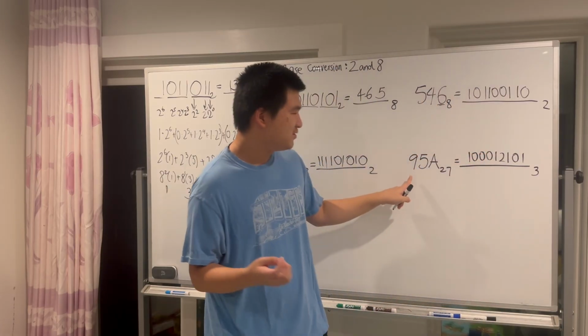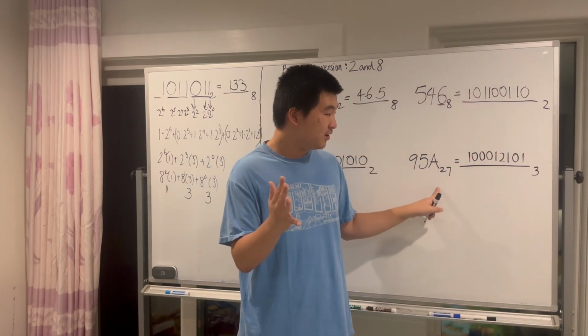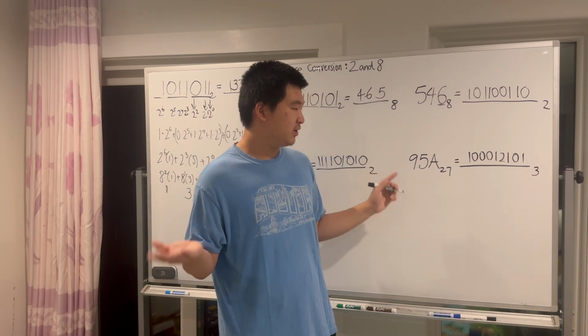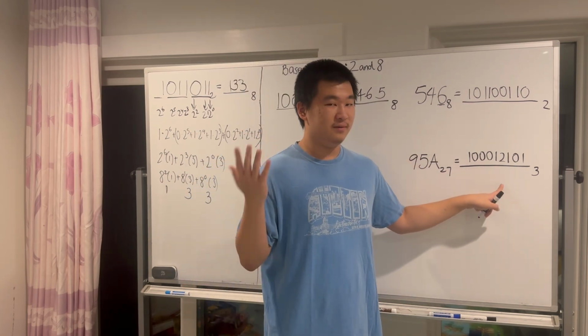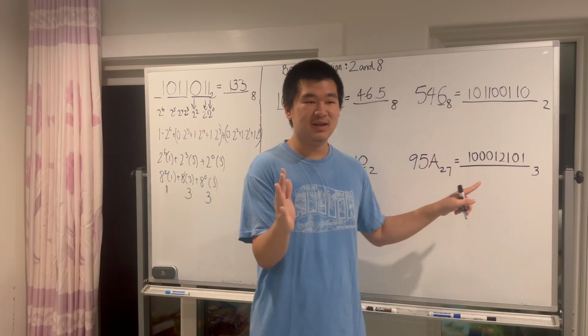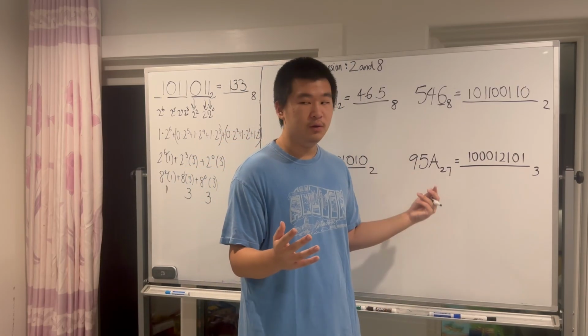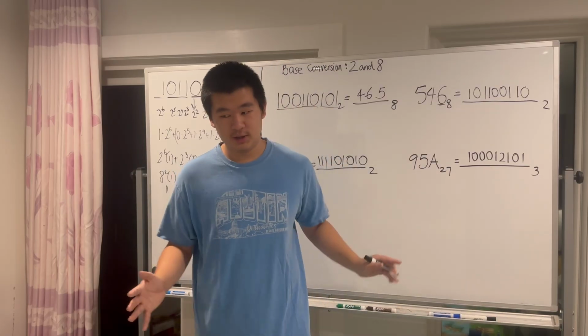And this is how we can also convert a base 27 number into a base 3 number instantly in our heads. No scratch work needed. And this is, as I said, a very big number, easily in the thousands. So you would never do this normally, but if you know this trick, it is super, super easy.